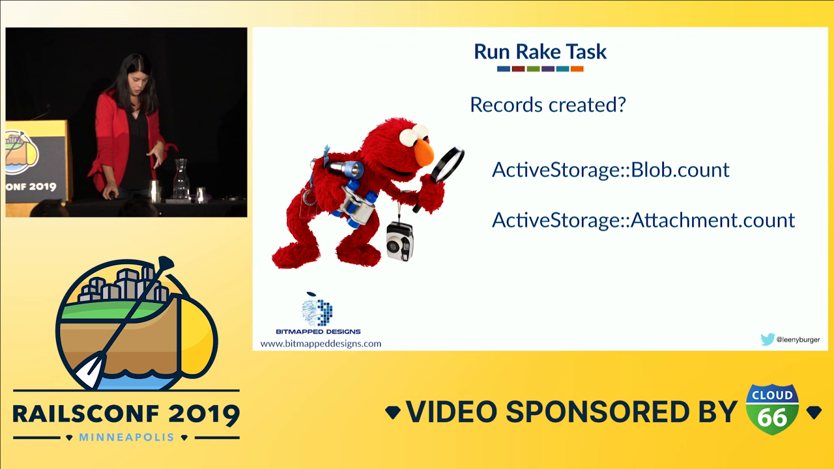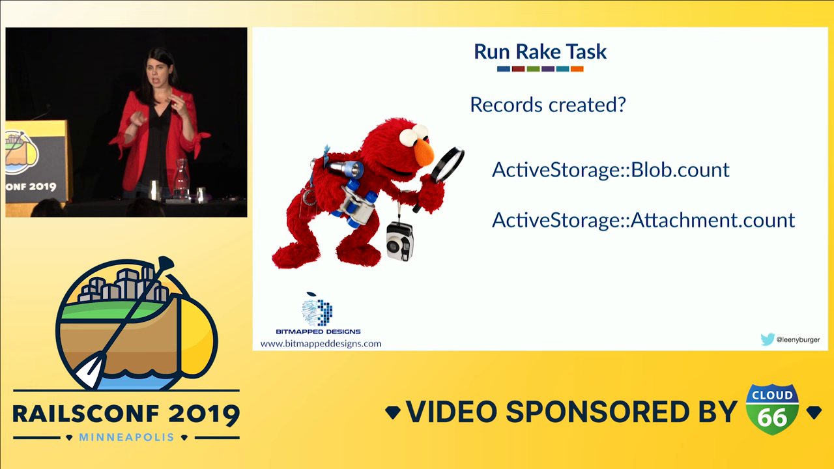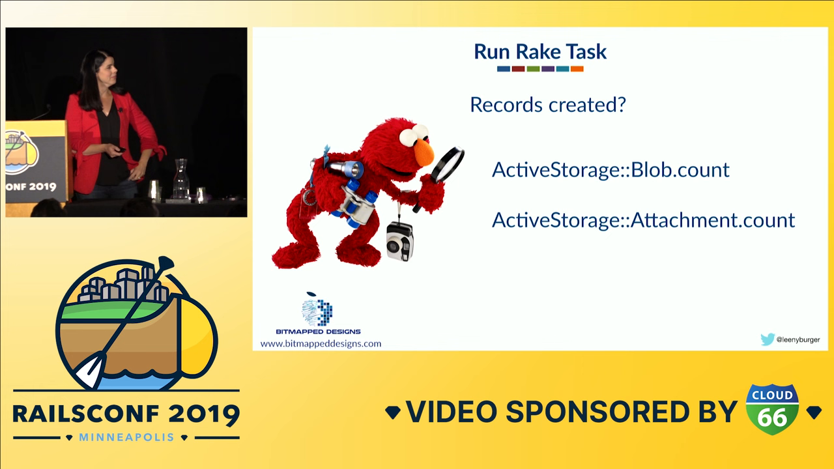So the next thing to do after you have run your rake task is figure out if it worked. The quickest way to figure out if it worked is to actually see if you've created the correct number of blob records and attachment records. If you're feeling feisty, you can go into your database, take one record from your user table, and see if it has transposed correctly to your attachments tables and your blobs tables. But if you're not, that's fine. We'll figure it out when we get there.